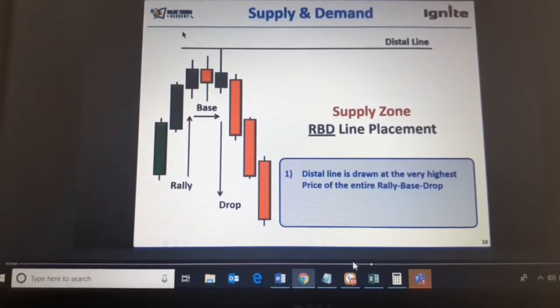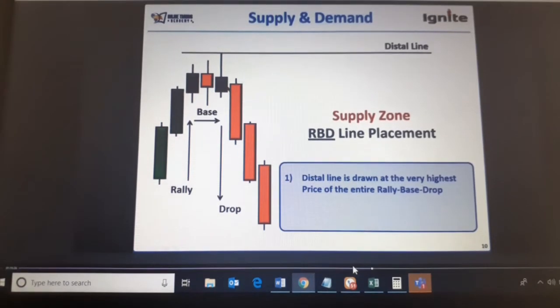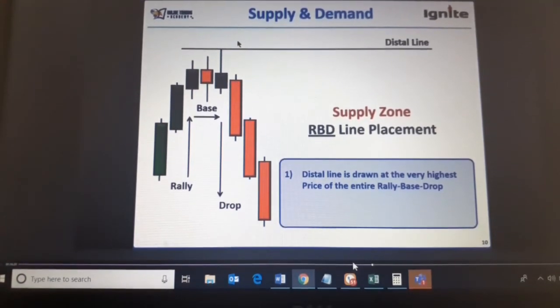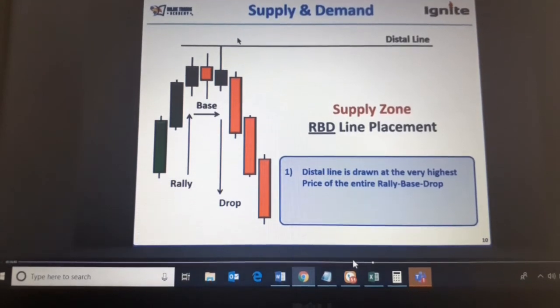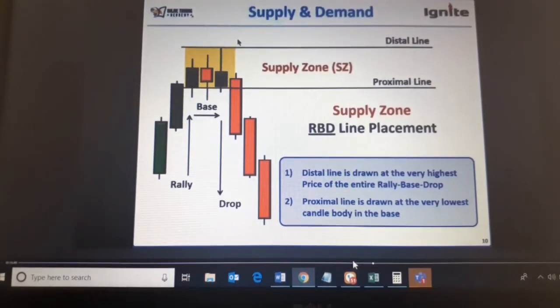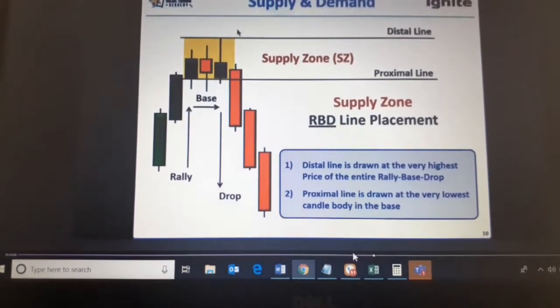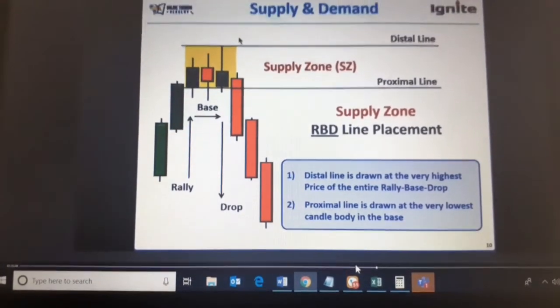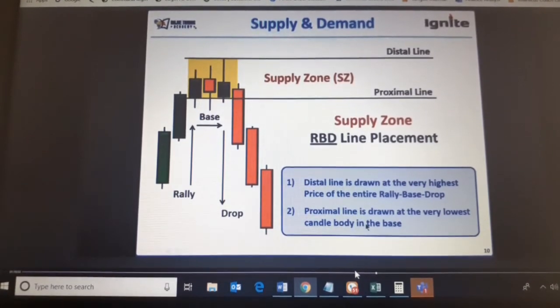So whichever price is the highest over here, whether the wick of the leg in is the highest, or if the base is the highest, or the leg out is the highest. So distal line is drawn at the very highest price of the entire rally base drop, and proximal line is drawn at the very lowest candle body in the base. Leg out is considered whether it's a continuation pattern or a reversal pattern. Okay, it has to be considered. So proximal line is drawn at the very lowest candle body in the base.